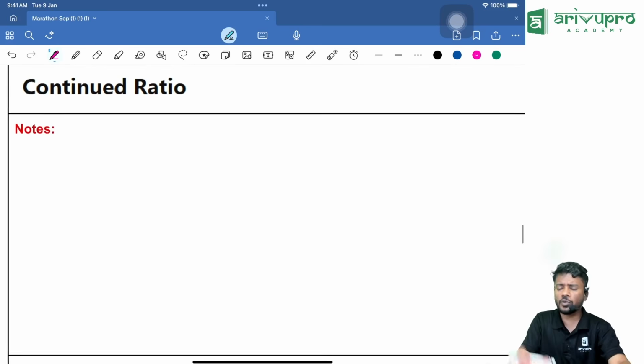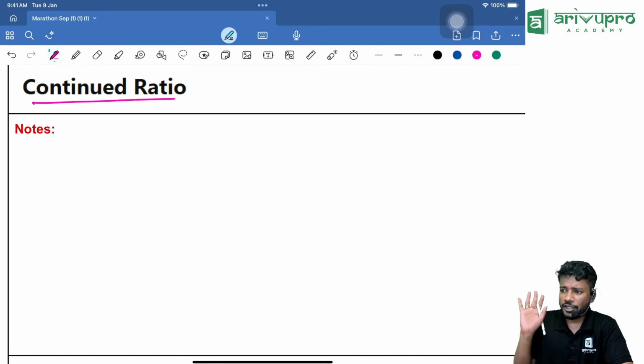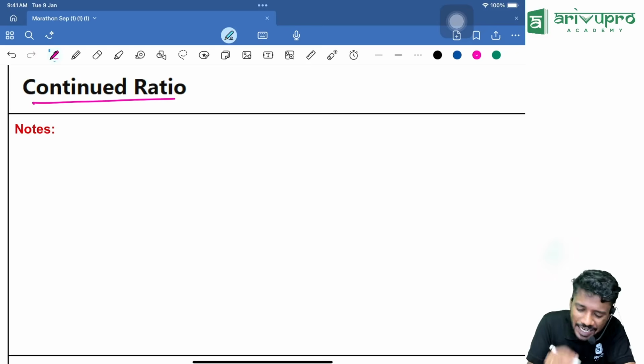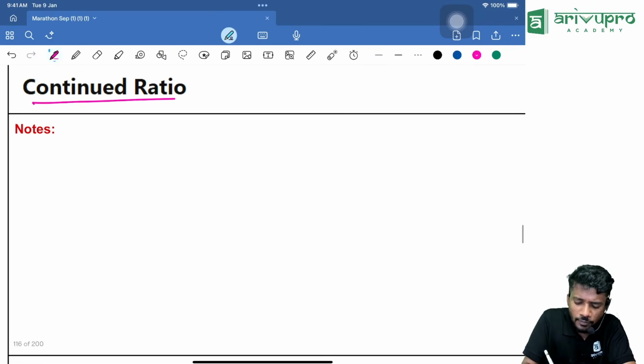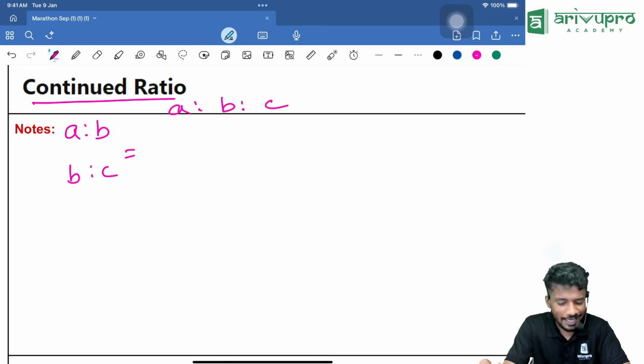Now, continued ratio. Have you heard about continued ratio? I told you one example of continued ratio. For example, a, b, c. What is the continued ratio of a, b, c? A is to b is to c. Now, sometimes they will give a is to b and they will give b is to c. We need to find a is to b is to c. That is the question.